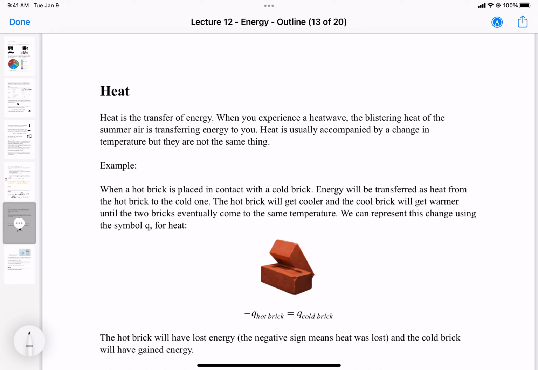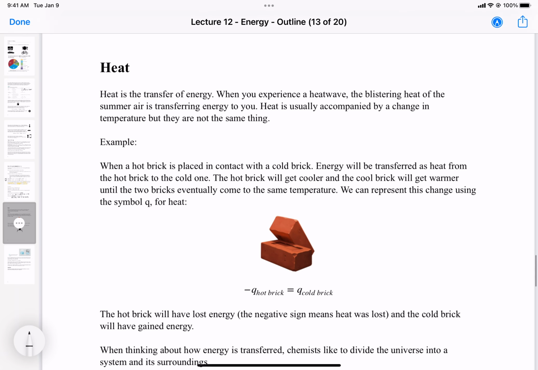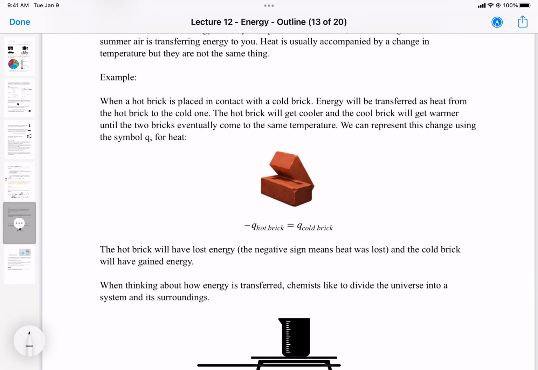Okay. So we say here, this negative sign, we're going to use these negative signs conceptually here. What this means is that heat from the hot brick is lost, so it's losing heat. So that's why we say it has a minus sign. So the heat lost by the brick is going to be absorbed. So there's going to be a positive Q, meaning heat is absorbed or energy is gained by the cold brick. So if something has a negative Q value, that means it's getting cooler and it's releasing heat and transferring that energy to something else, which in this case is the cold brick. So the hot brick will have lost energy. The negative sign means heat was lost. And the cold brick will have gained energy.